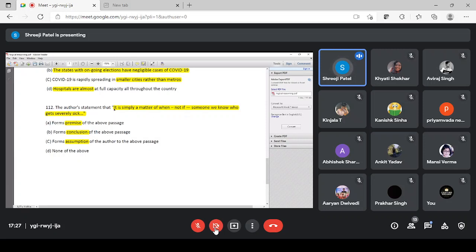This is just the basic argument that we don't know whether it is just a matter of time that someone very close to us would fall sick. This is just an argument that is supporting the author.